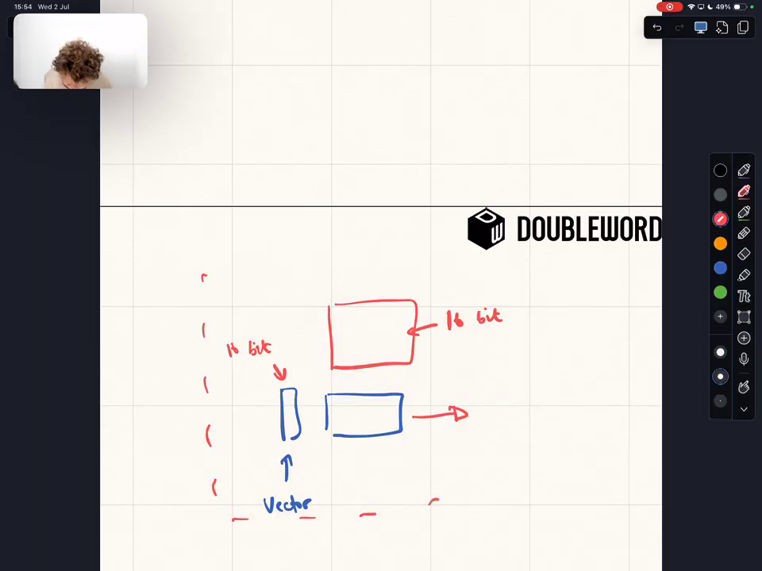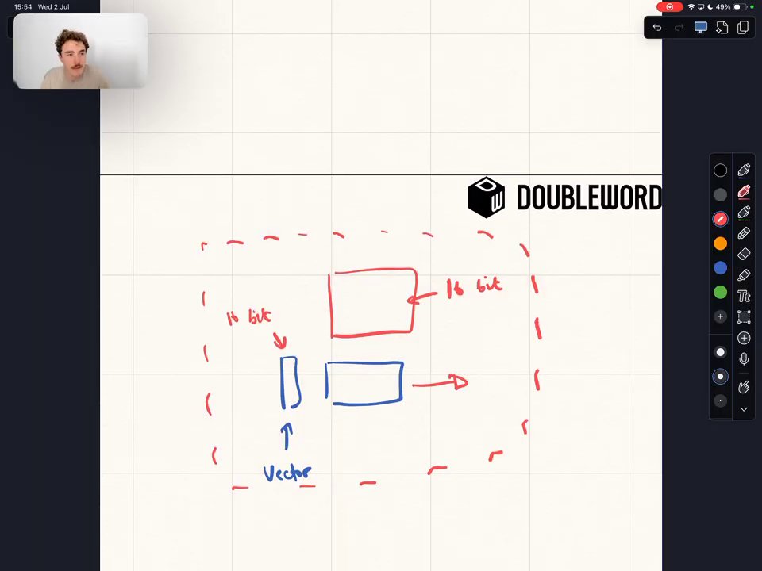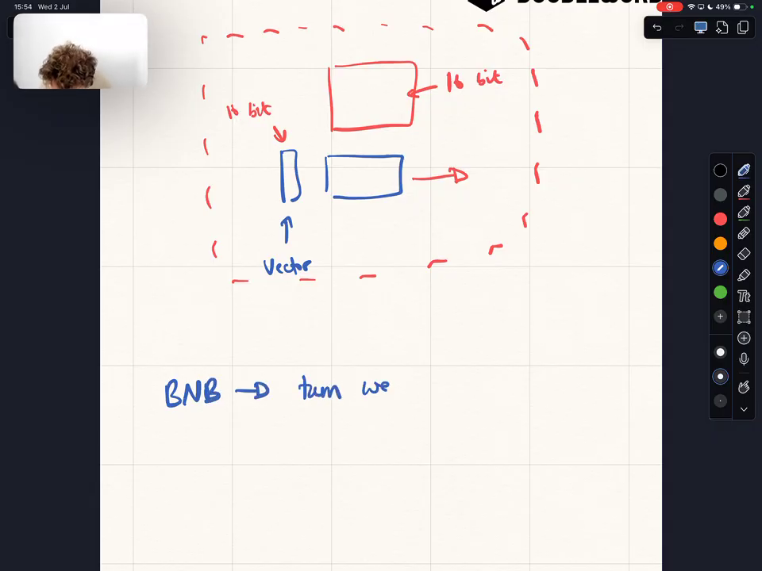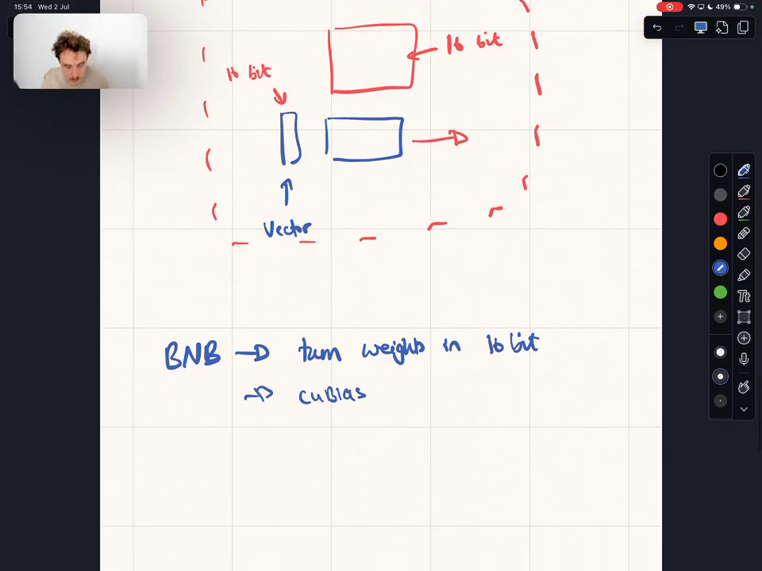So within the matrix multiplication, I turn the matrix into 16-bit and then multiply it by the vector. So this usually involves a custom kernel. I can give some examples of quantization engines that do this. For example, bitsandbytes will turn your weights into 16-bit and then use some sort of vendor-supplied matmul library like cuBLAS in order to do the actual matrix multiplication.